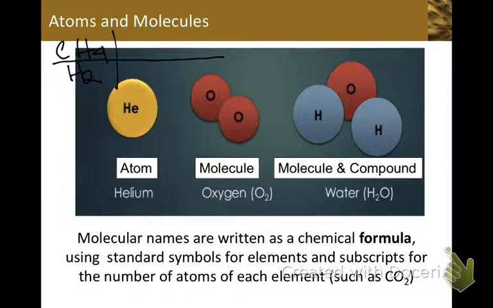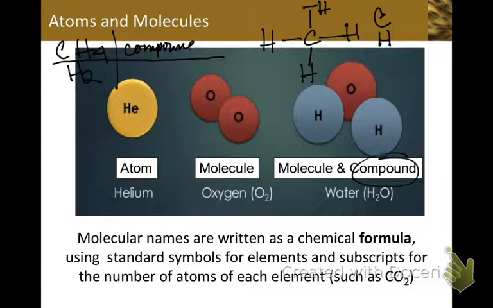Now this is methane. Essentially this has one carbon and 4 hydrogens. Since this has different atoms, one carbon atom and 4 hydrogen atoms, this is what we consider a compound. Right? Now, just because it has atoms bonded together, it also makes it a molecule.